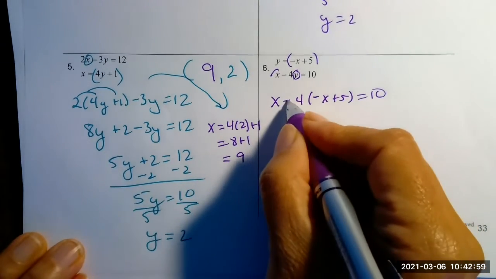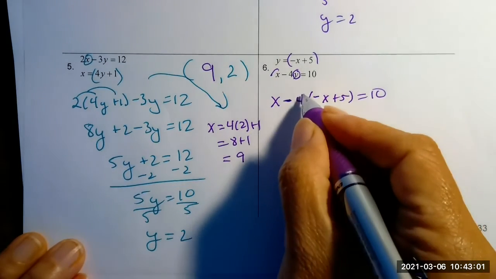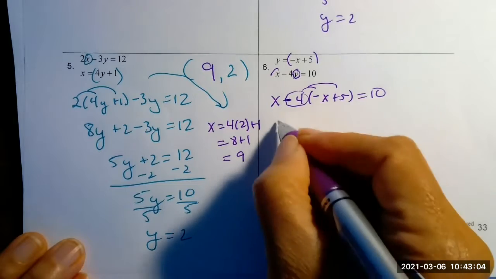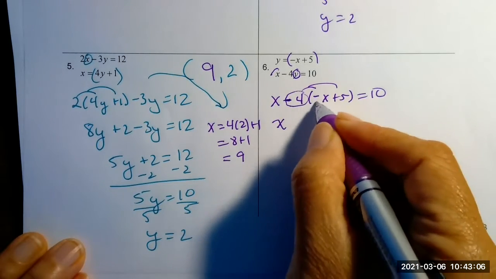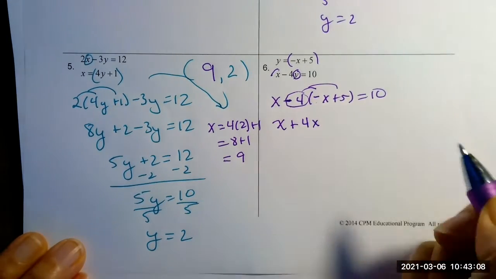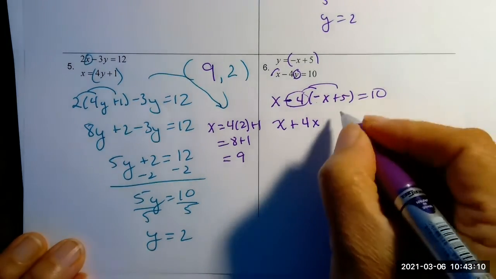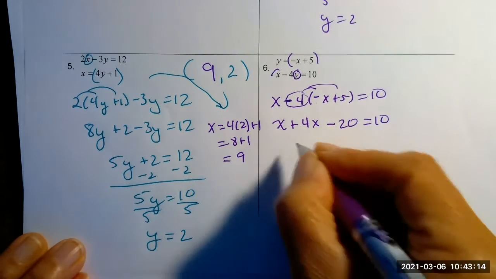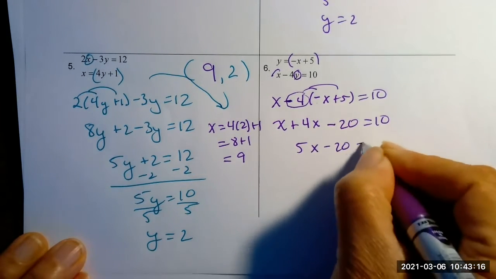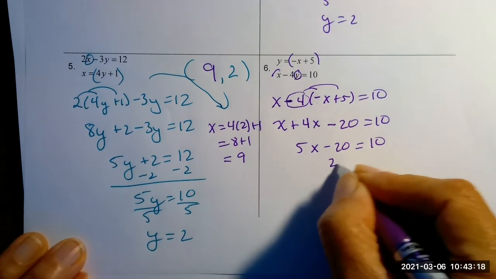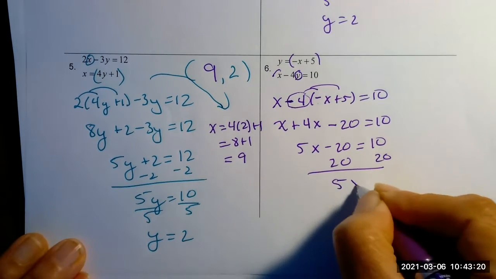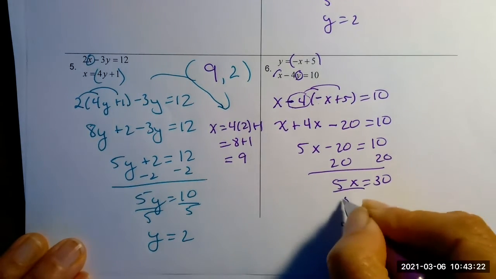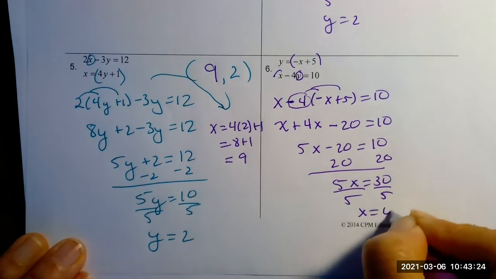So now I have to be careful. See that negative sign? That's going to go with it. So it's going to be x, negative and a negative make positive 4x. Did you write that? Okay, so this is going to be minus 20 equals 10. 5x minus 20 equals 10. Now I'm just going to solve it like I normally would. 5x equals 30, and x equals 6.